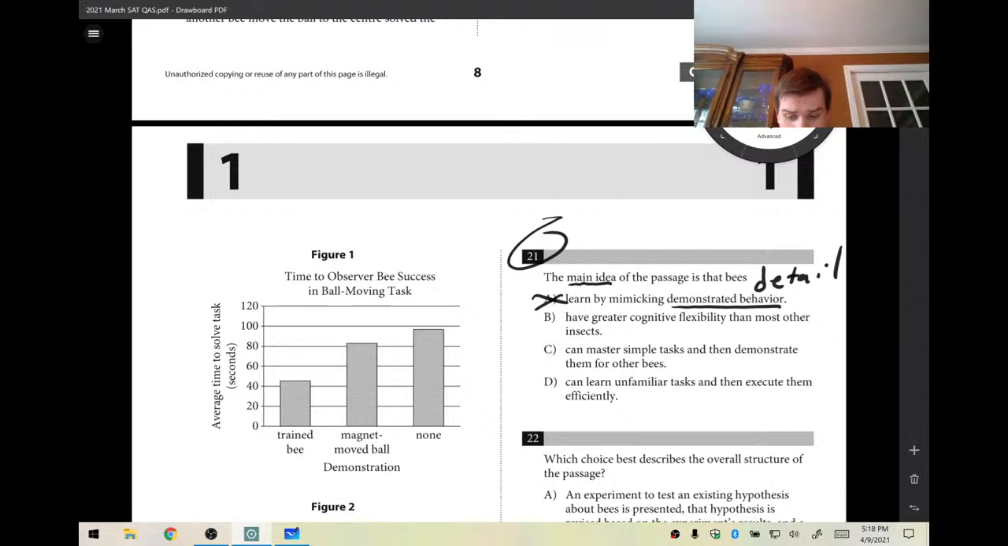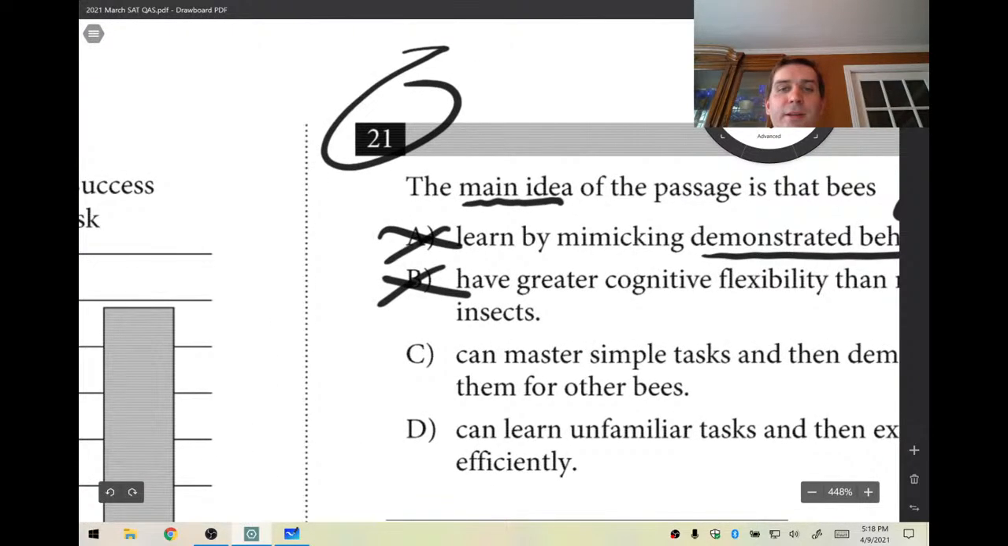All right, is it bees have greater cognitive flexibility than most other insects? Does the passage ever make that claim? Nope. Is the main idea that bees can master simple tasks and then demonstrate them for other bees? No. This is tricky, College Board. Do you see how tricky they are? One word. They changed one word.